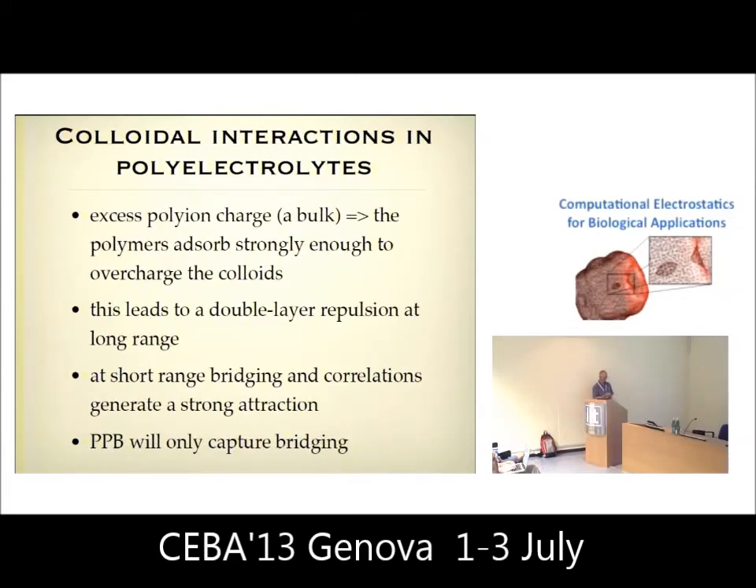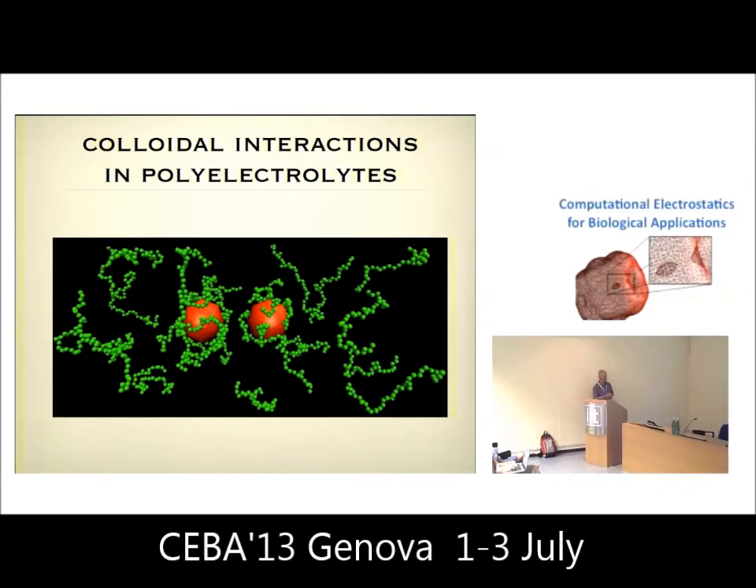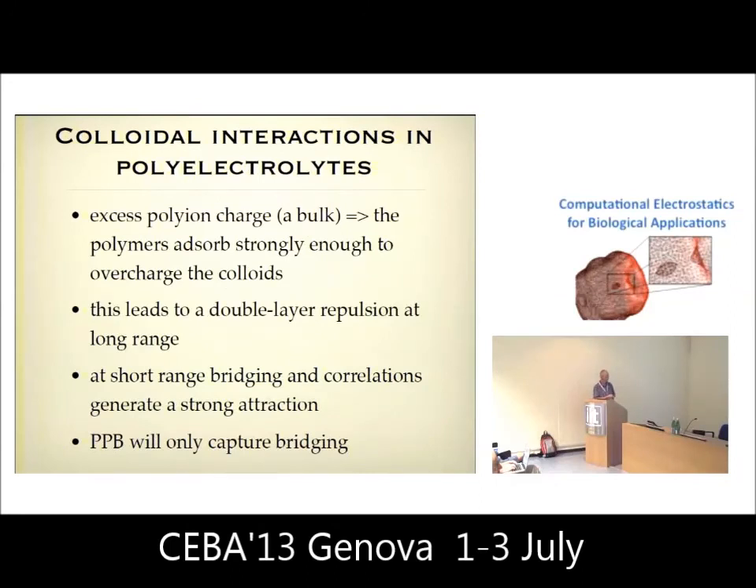Now what happens when you have a system like this, if you look at the interactions, these are, let's say, negatively charged particles, and you have a solution of positively charged polyions, and of course also a simple salt. What happens is that the polyions will, assuming that you have some sort of bulk, always absorb so strongly that they actually overcharge the particles. So there will be more polymers absorbed there than is required to neutralize the colloidal particles, and they will behave as if they have a reverse charge. And that leads to a double layer repulsion between these overcharged particles at long range.